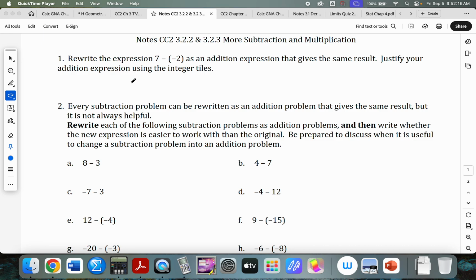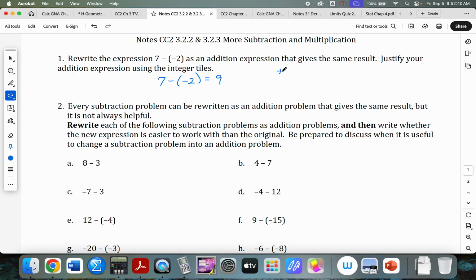Here at the first part, they ask you to rewrite the expression 7 minus negative 2 as an addition that gives you the same result. Well, it'd be nice if we first started with, what is 7 minus negative 2 equal to? It's equal to 9.